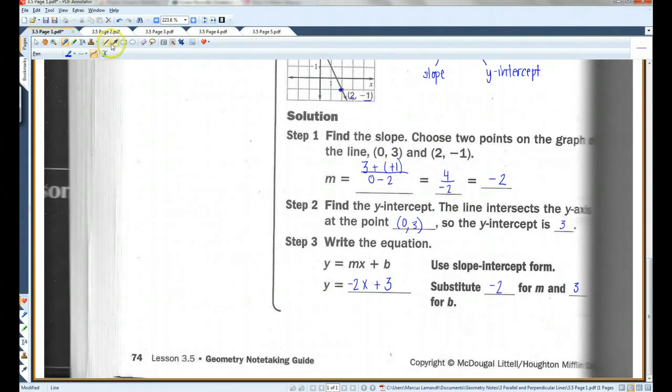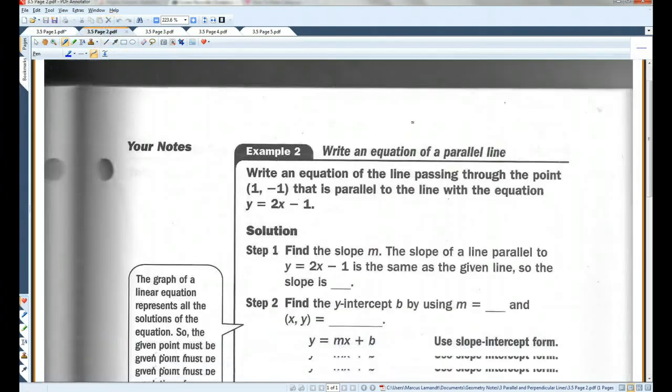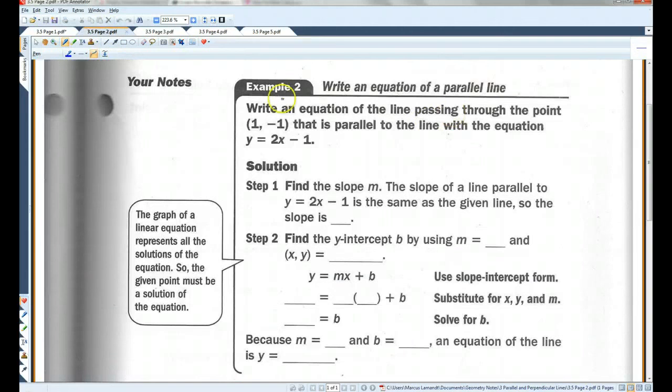Alright, let's go on to page 2. Write an equation of the line passing through the point 1, negative 1 that is parallel to the line with the equation y equals 2x minus 1. First thing we have to do, find the slope. The slope of the line parallel to y equals 2x minus 1 is the same as the given line. y equals mx plus b. The slope is 2.